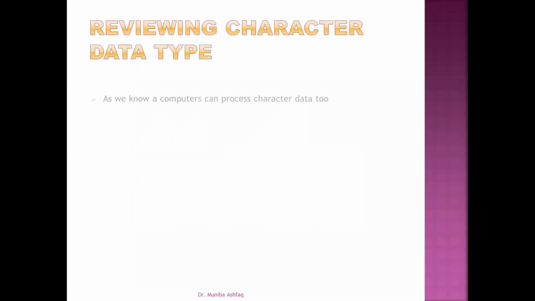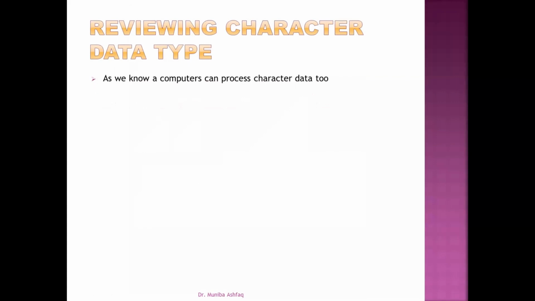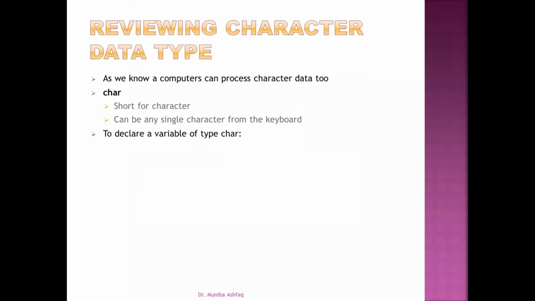Reviewing character and data type. As we know, a computer can process character data too. CHAR, char, is short for character, and can be any single character from the keyboard. To declare a variable of type char, you just write char and the variable name. Any variable name can be assigned. Here we have letter as the variable name, having the data type of character. Character constants are enclosed in single quotes.